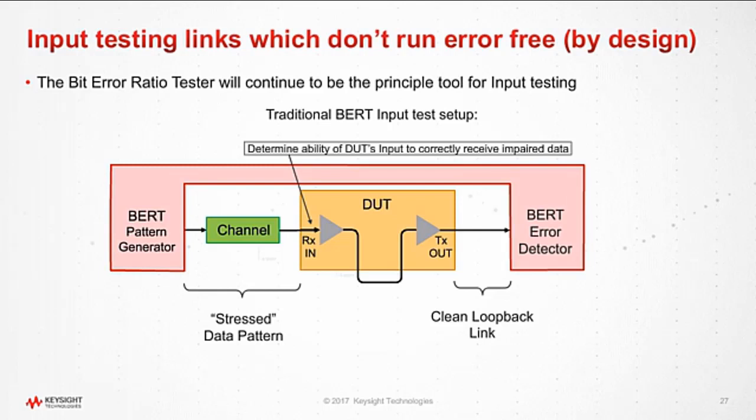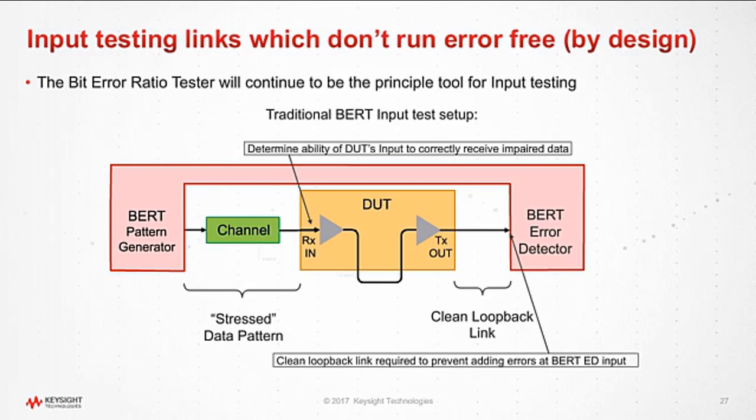What the error detector does is it has a replica of the test pattern, and it aligns it in time with the incoming loopback signal. It compares bit by bit or symbol by symbol, depending on whether it's NRZ or PAM4, with the replica of the test pattern, counts the total number of bits or symbols and the total number that were incorrect, and takes the ratio to determine bit error ratio. So that's the way the BERT works. The key is the part that says clean loopback link. In the past, these links ran error-free, and now, by design, they're not error-free.